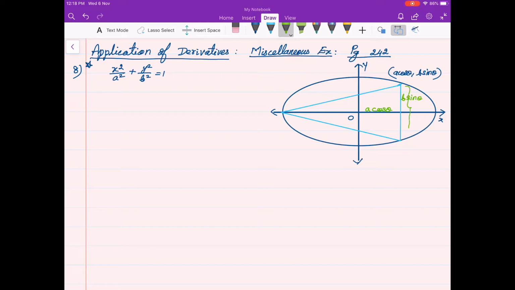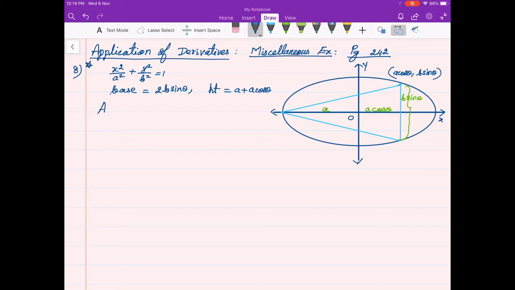So, base will be twice of b sin theta and this length is a. So, height of the triangle will be a plus a cos theta. Base of the triangle will be 2 times b sin theta and height of the triangle will be a plus a cos theta.